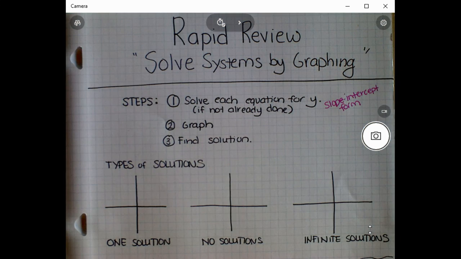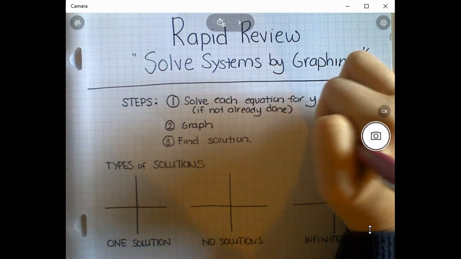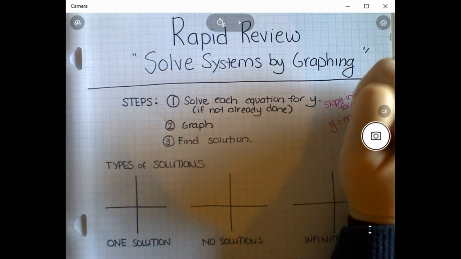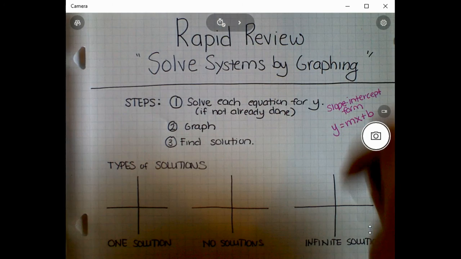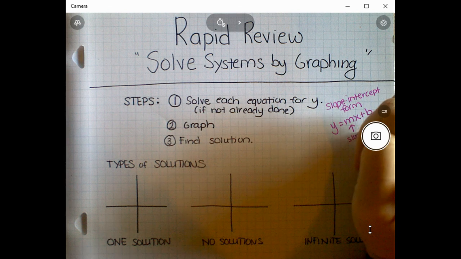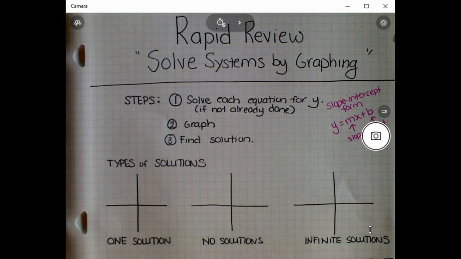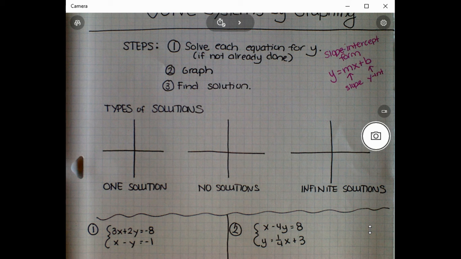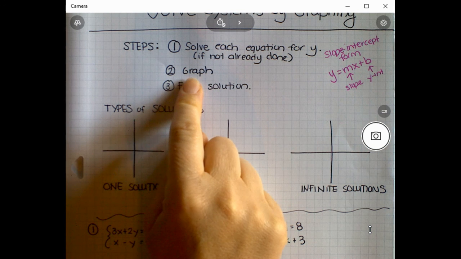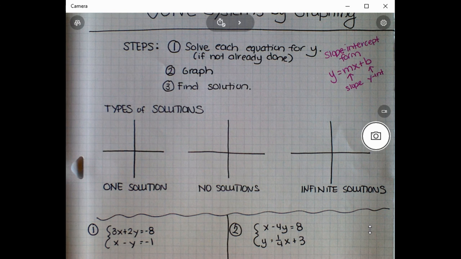And you may remember slope-intercept form as y equals mx plus b, where m is the slope and b is the y-intercept. That makes it very easy to graph, and so that's what we're going to do. So you put each equation into slope-intercept form, and then you graph them on the same coordinate plane. After that, you're going to find the solution. And there are three types of solutions.